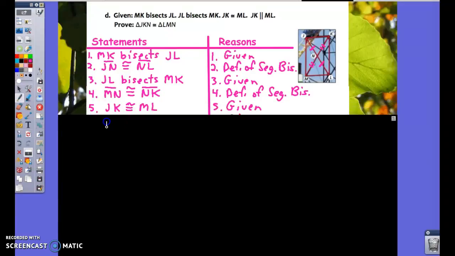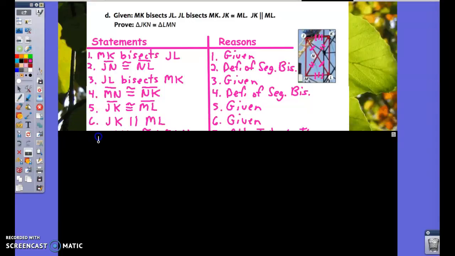Let's see what else we have to work with here. They told us that segment JK is congruent to segment ML. Actually, there should be little lines above there. So JK, what do we have there? Congruent to segment ML. So we have three sides of one triangle congruent to three sides of another.